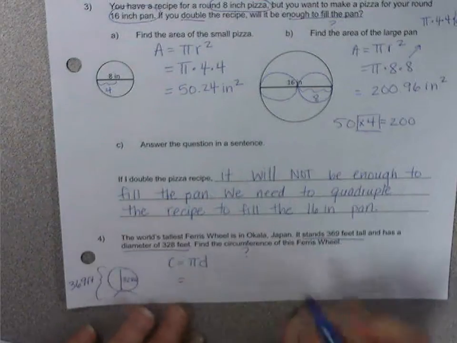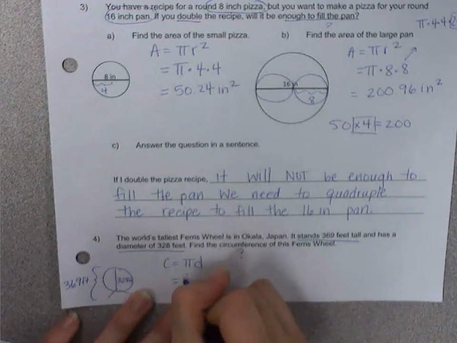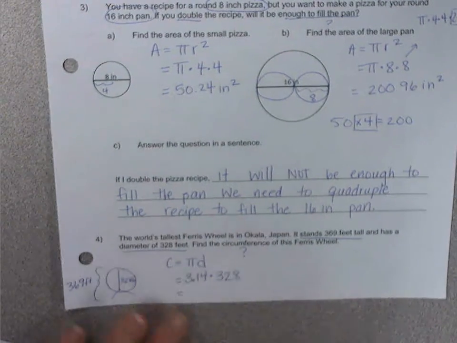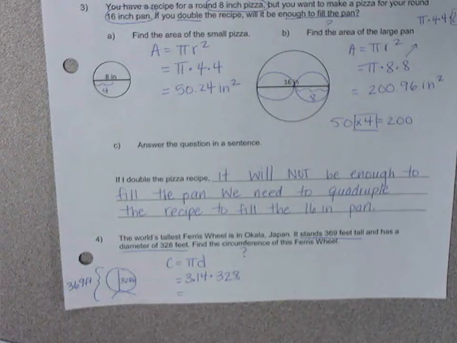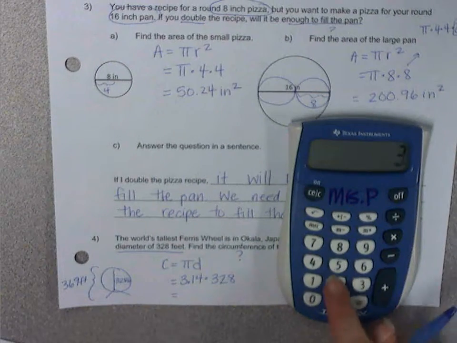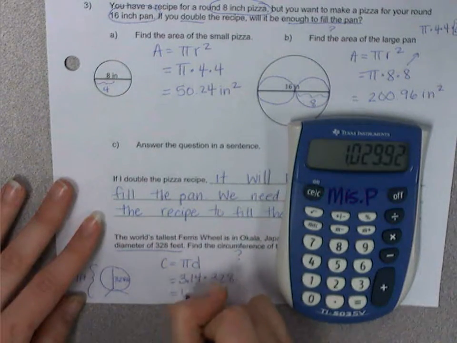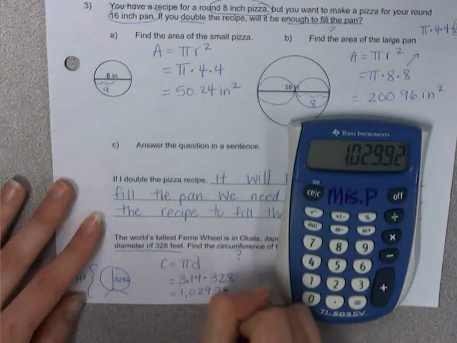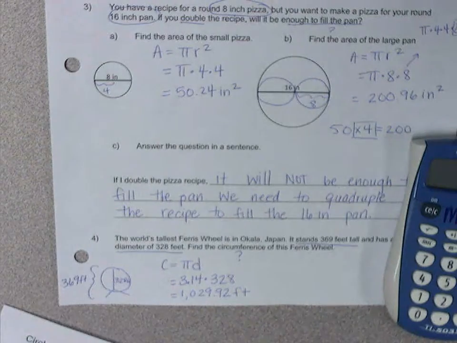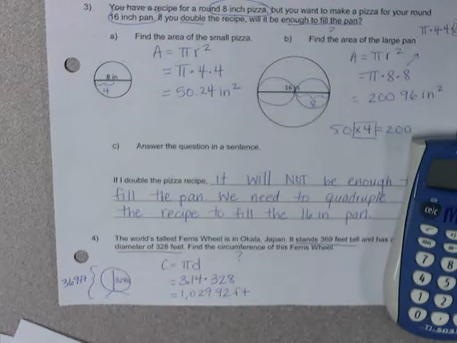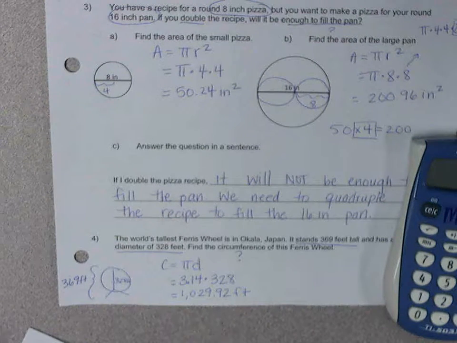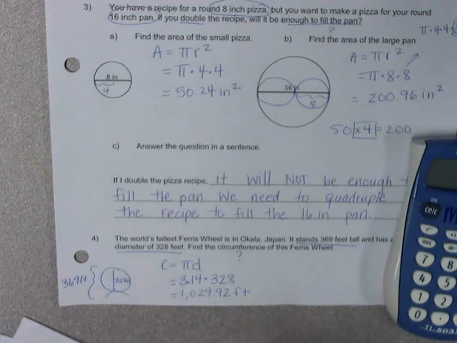So we need to do 328 feet. So 3.14 times 328 is 1,029.92 feet. So if you were going to ride that crazy tall Ferris wheel and you went all the way around, how far would you travel? Well, 1,000 feet, approximately. That's pretty cool.